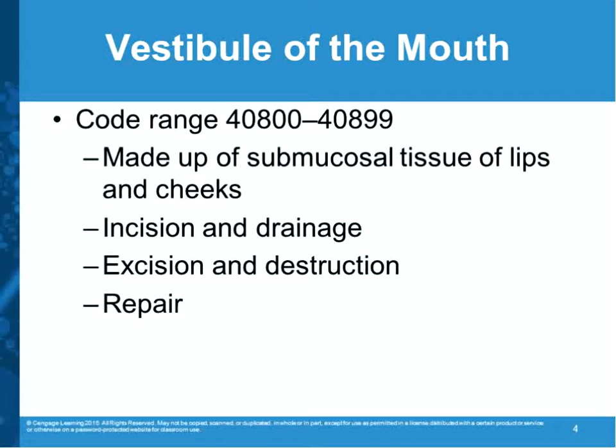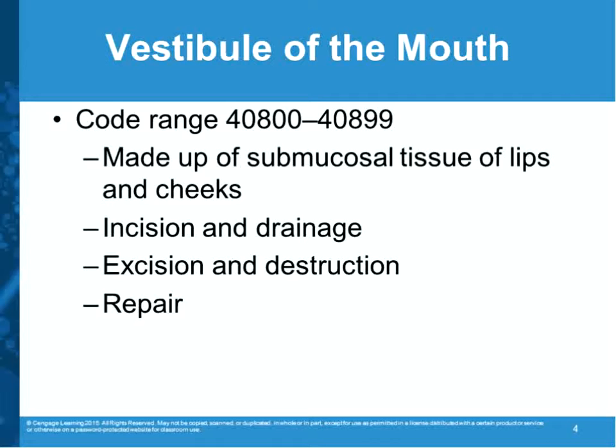And so our procedures are on that portion. You start off with your incision, and in your incision section, that's where you have your drainages of your abscess and your cyst. You have a removal of a foreign body and an incision on what we call your frenum. From your incision, we go to your excision and your destruction code. Here is where your biopsy is going to be located.